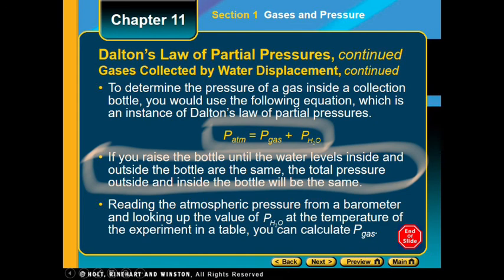So again, we're going to look at a picture that goes with this on the next slide. But this is another side part of Dalton's Law of partial pressures. Again, atmospheric pressure is equal to the pressure of your gas plus the partial pressure of water.